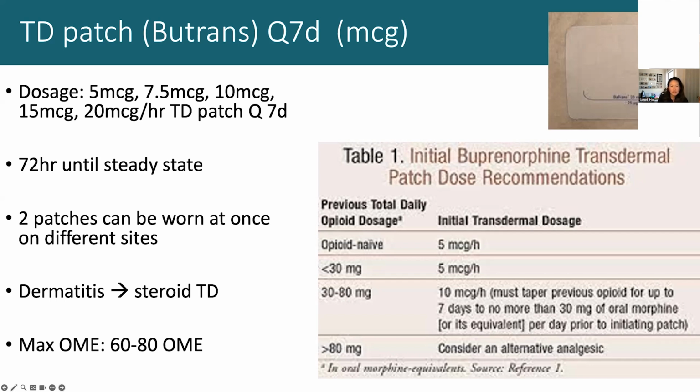It will tell you on the package that you're not supposed to cut it. I have a patient who told me that they've cut down a 10 microgram per hour patch into quarters, and so they're giving their dad 2.5 micrograms an hour. And, you know, it's okay.